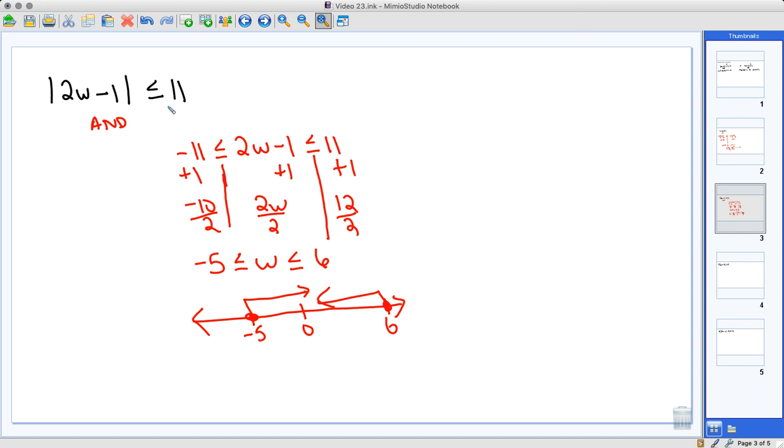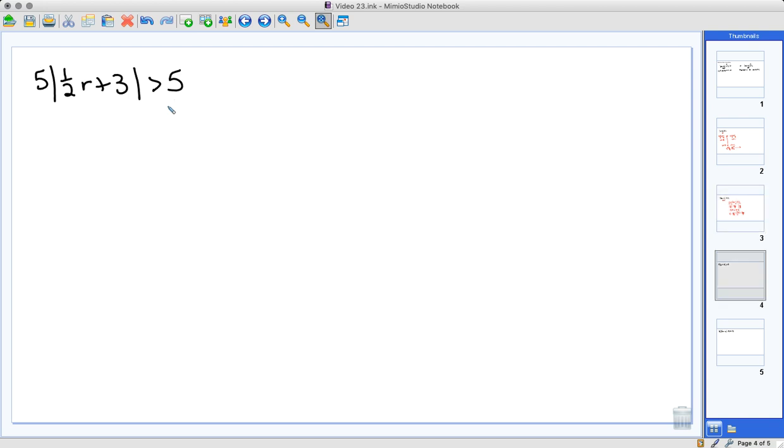All right, so just like with solving inequalities before, or solving absolute value equations, we always want to get our absolute value by itself first. If you look at this problem, I've got 5 times the absolute value of 1/2 r plus 3 is greater than 5. So the first thing I want to do is get my absolute value by itself. So we're going to divide by 5. So I'm going to have the absolute value of 1/2 r plus 3 is greater than 1. Now my absolute value is by itself, so then I want to decide, is it an and problem or an or problem?